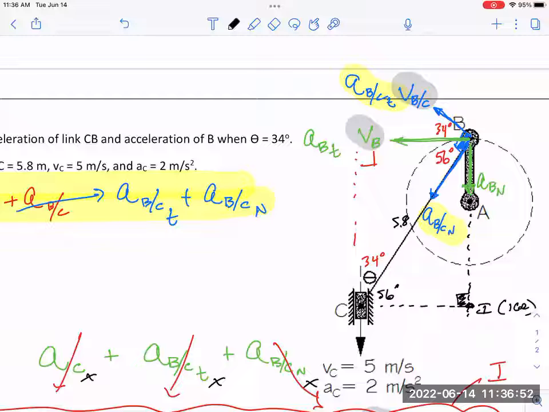5.8 times the cosine of 56 gives me 3.24 for this length. If I say 5.8 times the sine of 56, I get 4.81.